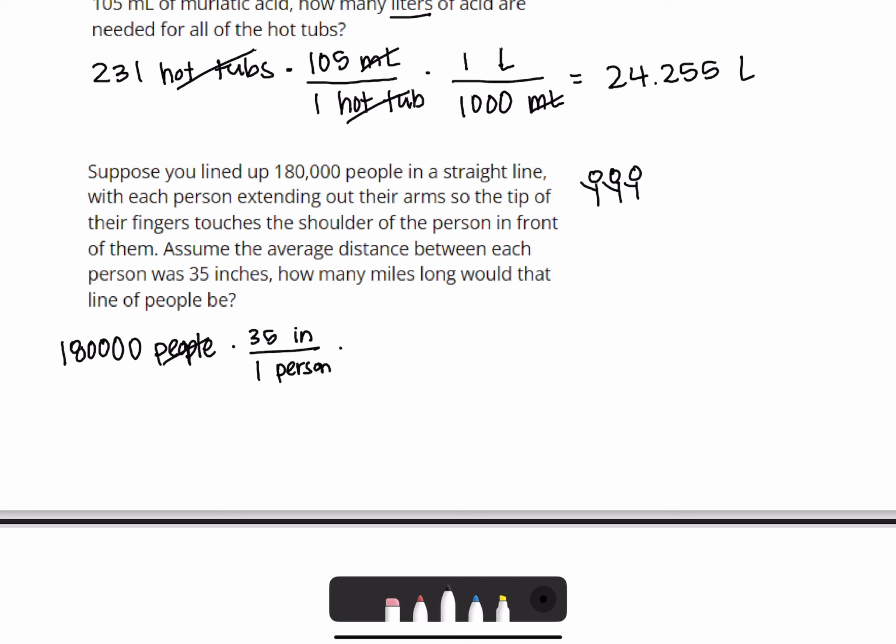So the people units cancel. So we're in inches, but we want the units to be in miles. So we know 1 foot is 12 inches, and we know 1 mile is 5,280 feet. So the inches cancel and the feet cancel. So then all we have to do is multiply it out.